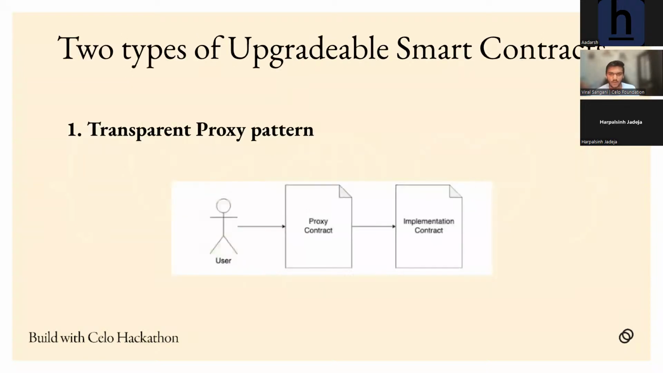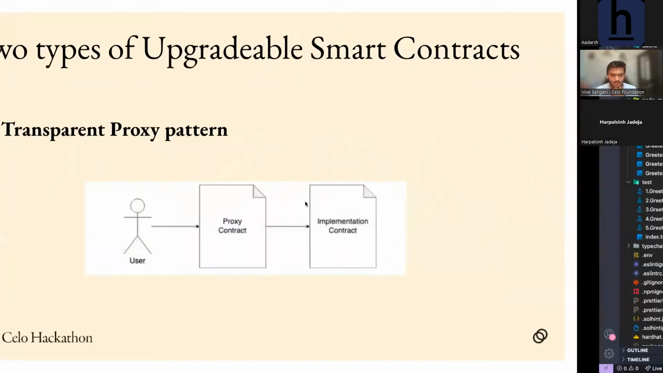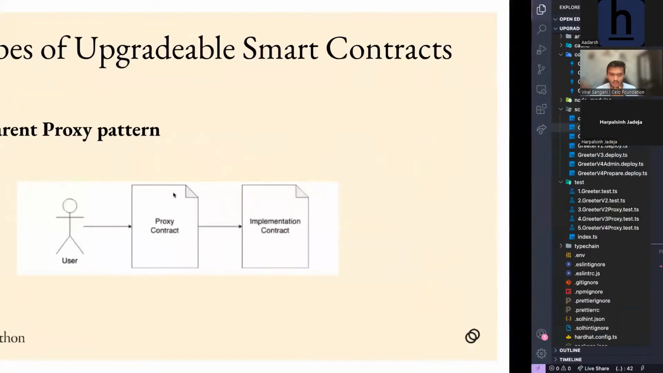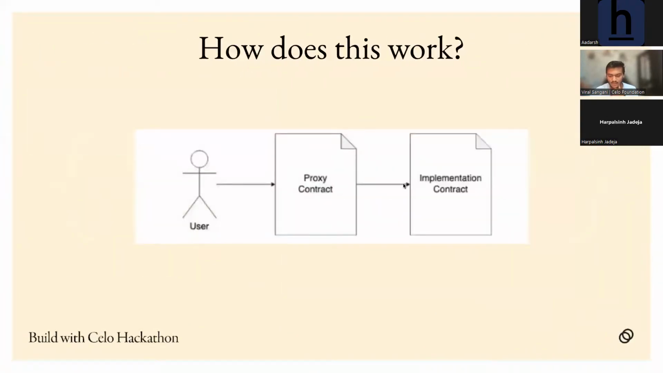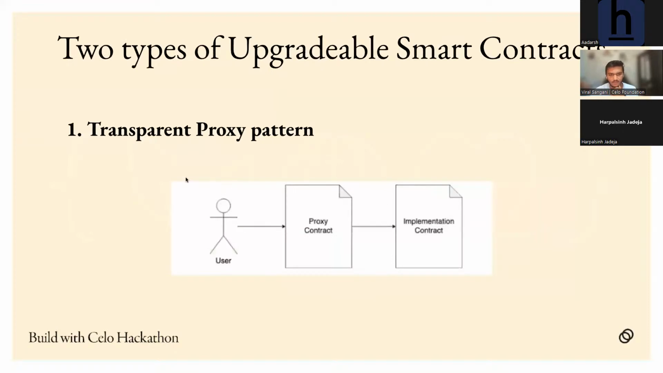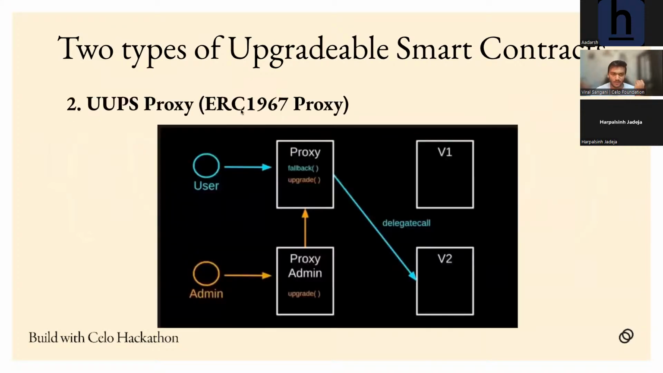So there are two types of upgradable smart contracts. First is the transparent proxy pattern. This is as good as the first contract that we saw. We just implement a proxy contract and it handles everything. This is the same contract, and we call it a transparent proxy contract. That's the simplest one. I do not recommend using it, but this is the simplest pattern that we had earlier. Now we have the UUPS proxy, which is the standard for ERC 1967.